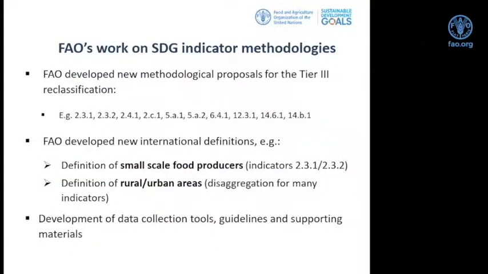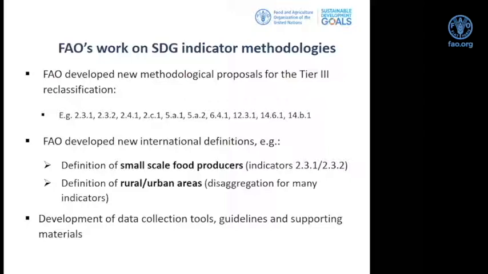In terms of FAO work on SDG indicators, back in 2015, of the 21 SDG indicators that we are custodian agency for, 13 were tier 3 indicators, which means that neither international methodology nor data existed on these indicators. This meant that FAO had to develop new methodological proposals in consultation with countries and compile it with the IAEG SDG criteria for tier 3 reclassification.